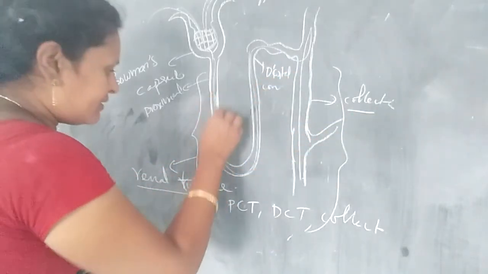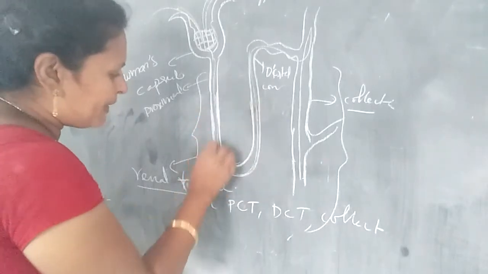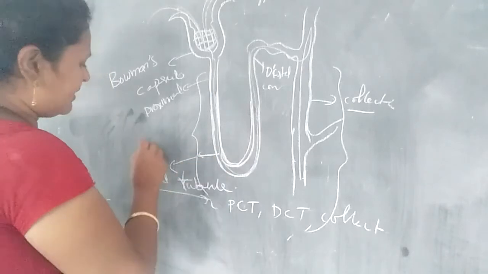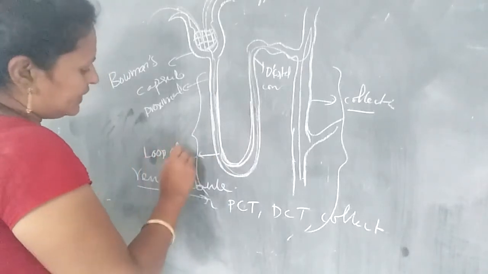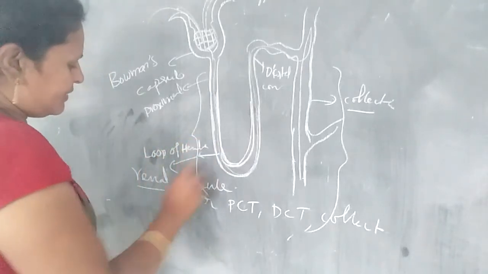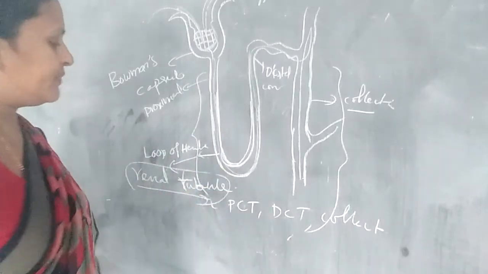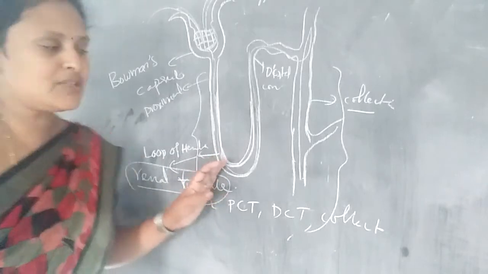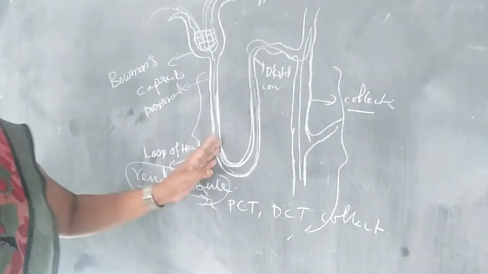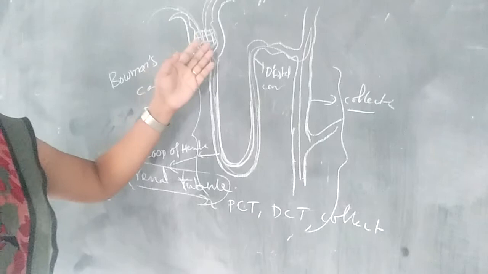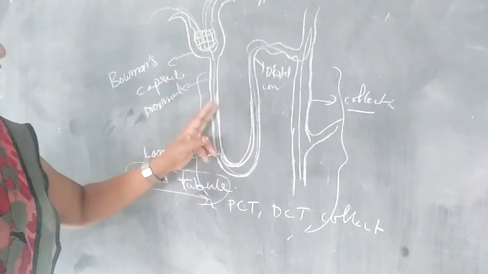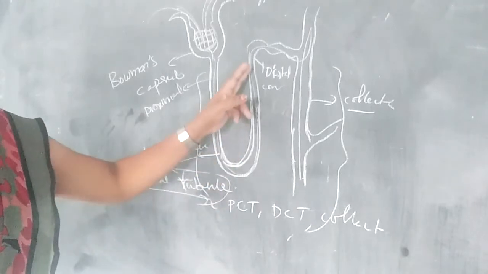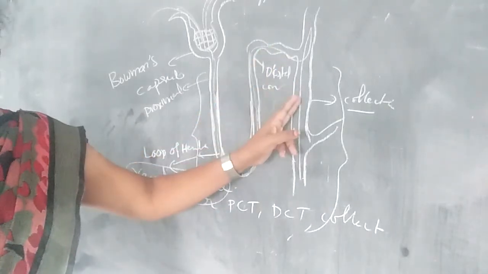And this is the hairpin loop of Henle. A hairpin-like structure is the loop of Henle. So these are the parts of the renal tubule: PCT, DCT, collecting duct and loop of Henle. These are the main four parts. First of all, the filtrate enters into the PCT, then into the loop of Henle, then into the DCT, and then goes to the collecting duct.